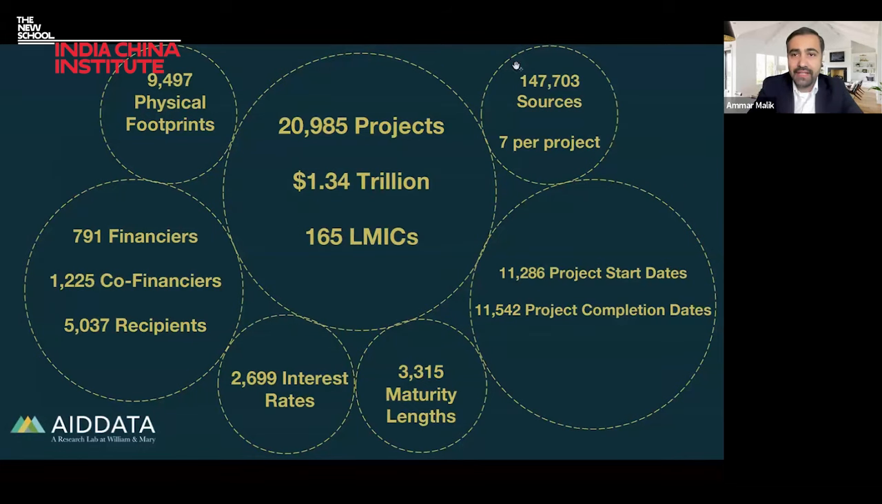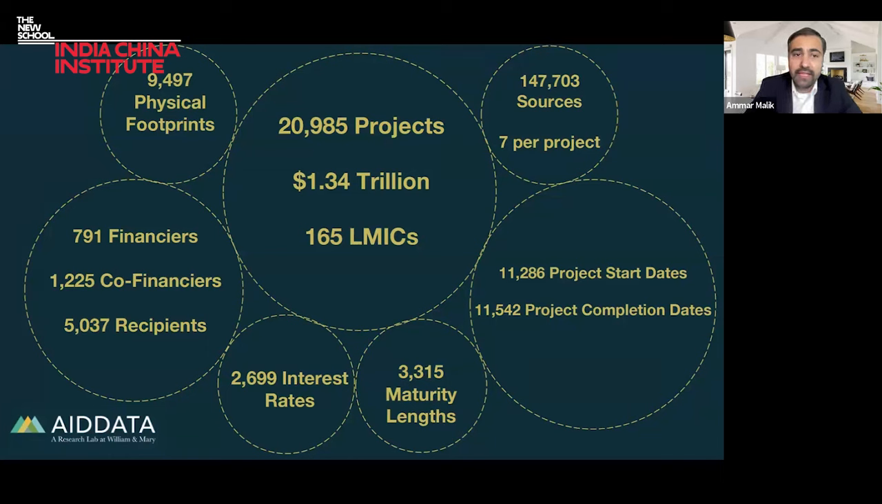This dataset is a third version of something that was started here at Aid Data many years ago. In the latest version, we have data from 22 commitment years from the year 2000 to 2021. In the dataset, you will find data on close to 21,000 projects worth $1.34 trillion committed by Chinese official sector entities in 165 low and middle income countries.